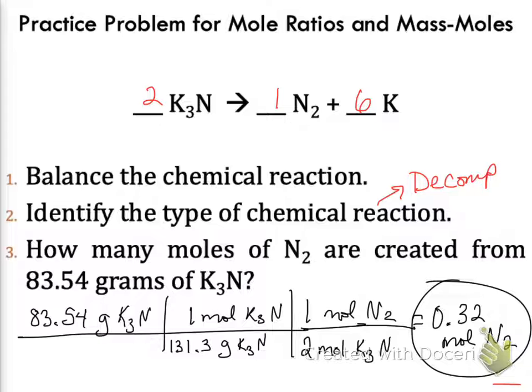So if you tried this problem on your own, you should have gotten a balanced equation with the coefficients 2, 1, and 6. This is a decomposition, and what we found out was that 83.54 grams of potassium nitride decomposes to form 0.32 moles of nitrogen.